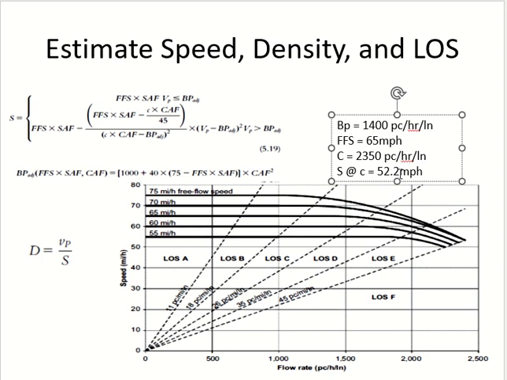$52.2. Okay. Why did we find out these values? So that I can plot this curve. Okay, I found these values, so I can plot this curve. So this curve starts from what? Free flow speed. The flow rate is 0, the speed is free flow speed. Till what point will it continue?